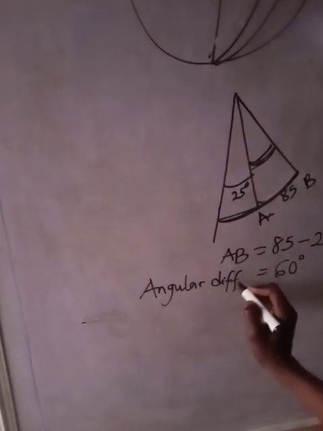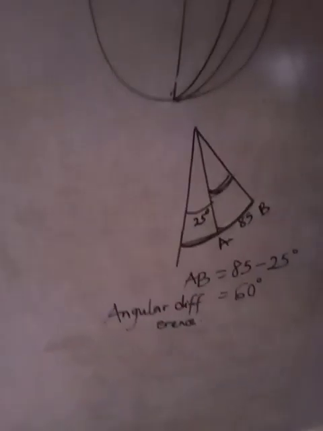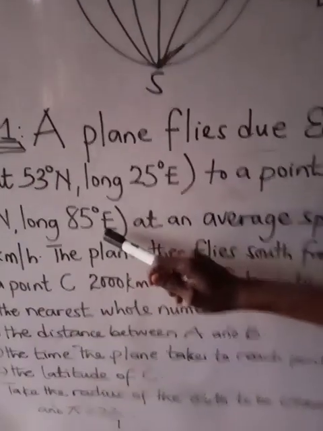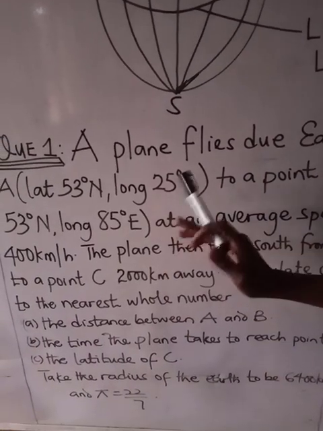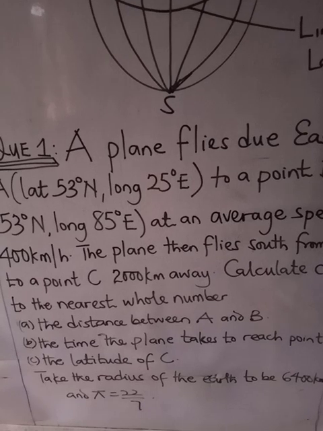Another way to understand it: to get the angular difference, locate the longitudes. If they are in the same direction, both east, you subtract them. If they are not the same, maybe east and west, then you add them. So that's a simpler way of doing it. This is what I've expressed here.